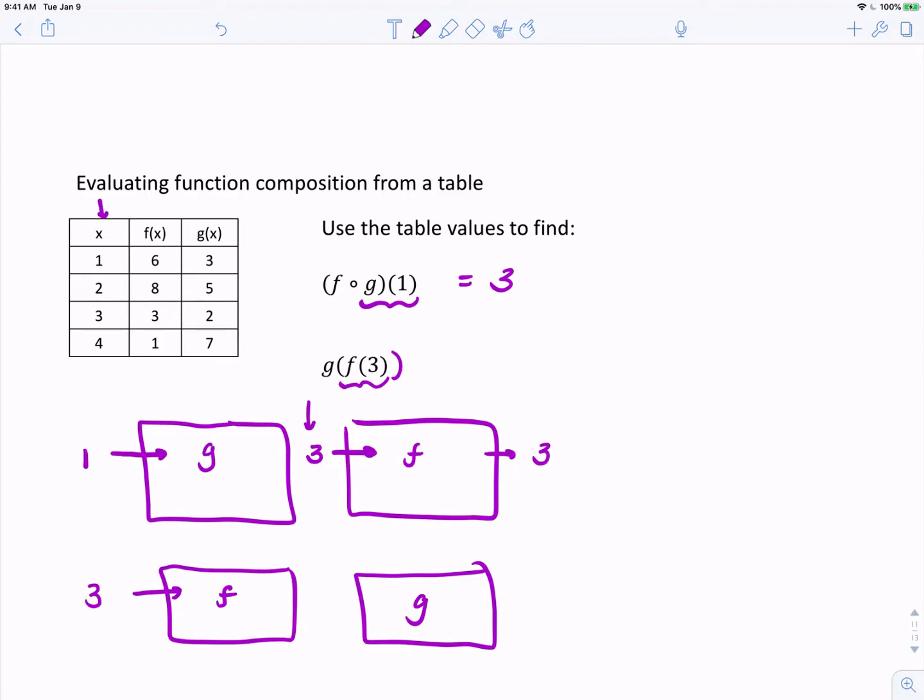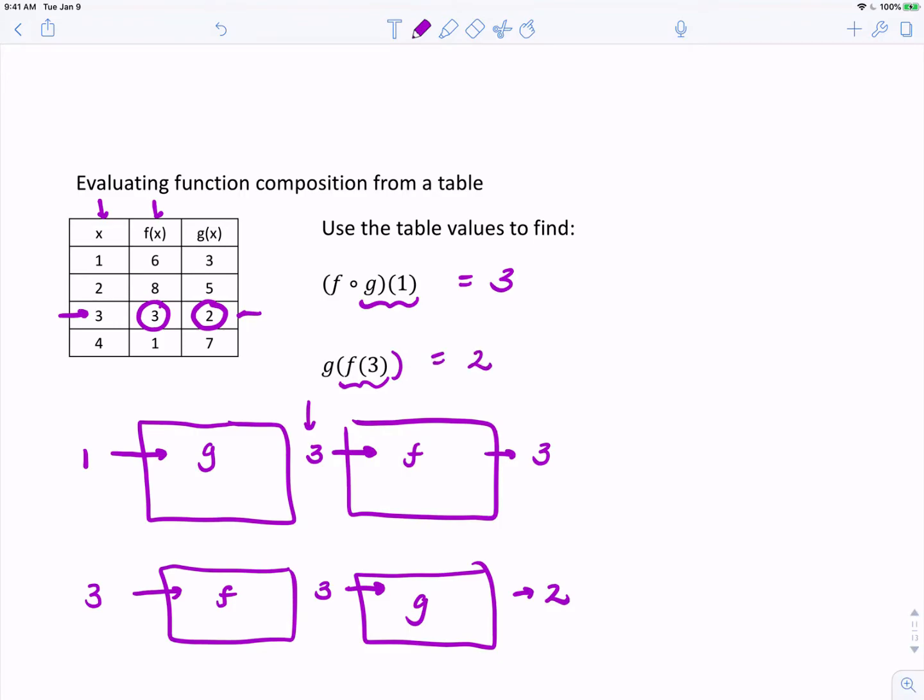So remember, these are our inputs right here. If we have x equal to 3, and we put it into function f, our output is a 3. Now we're going to take that and put it into function g. So when we put 3 into function g, we can see our output is a 2. And so g dot f of 3 is equal to 2.